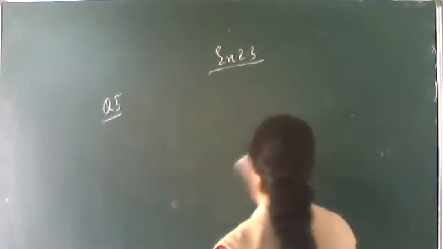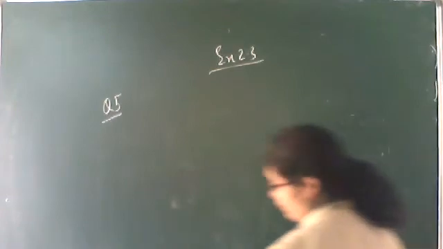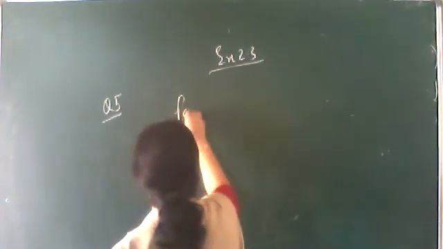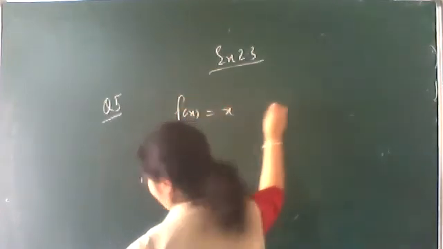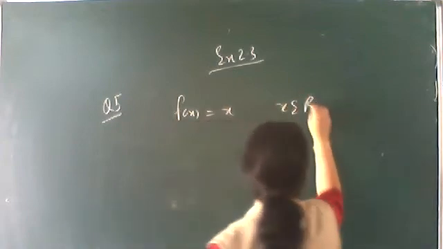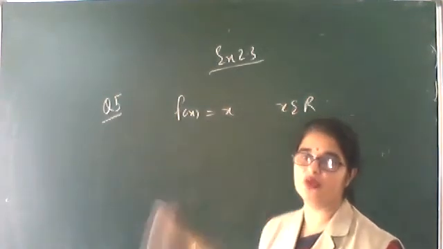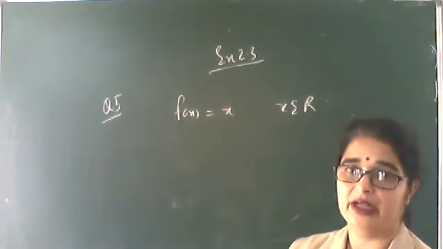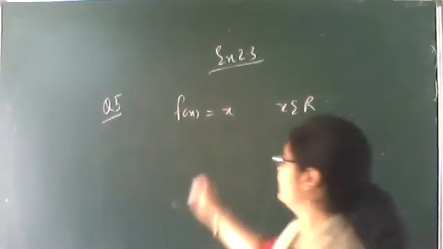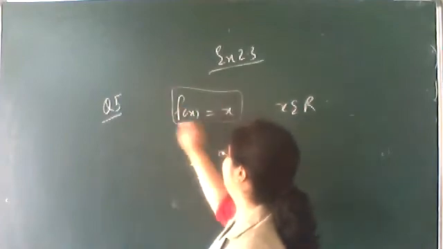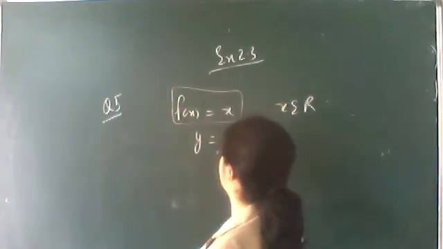Third part, we are having f(x) = x as a function. We are having the third function as f(x) = x, where x belongs to real numbers. Now this function we have already done. Do you remember? f(x) = x, the first graph, identity function. This is what? An identity function. That means y = x.